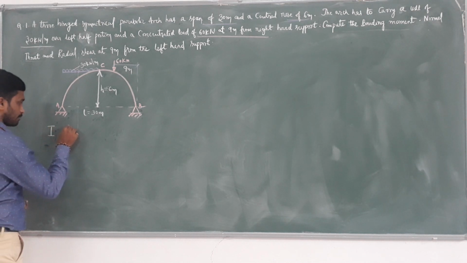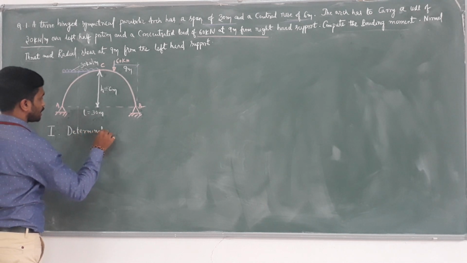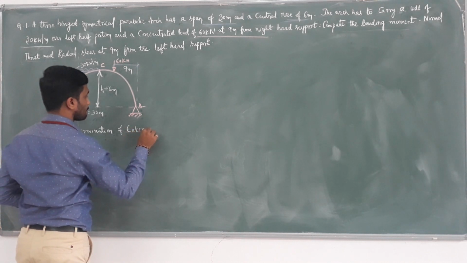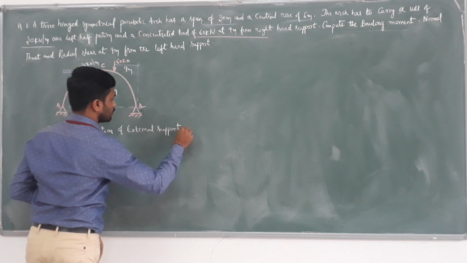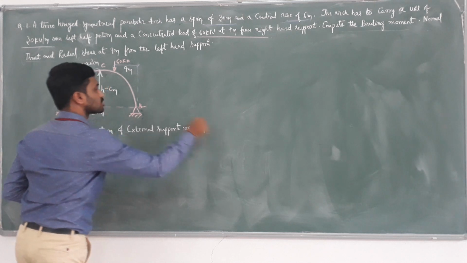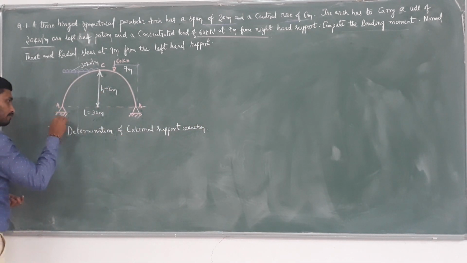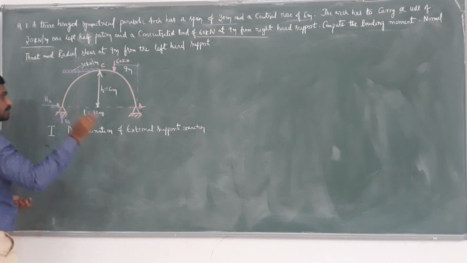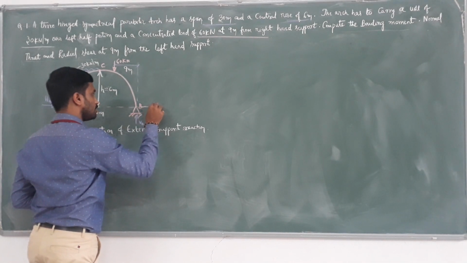Step 1 is the determination of external support reactions. What are the external support reactions? Please observe here. At the hinge support A we have VA and HA, and at B we have VB and HB.